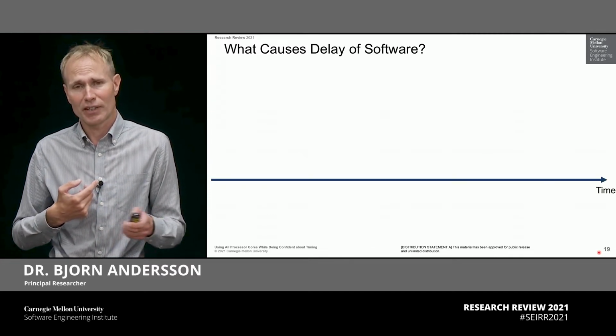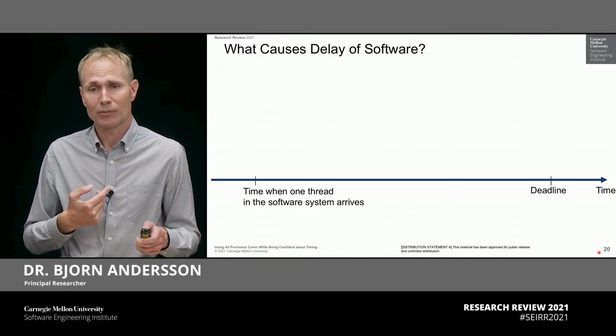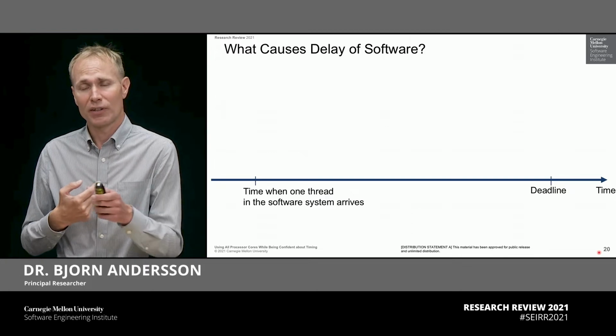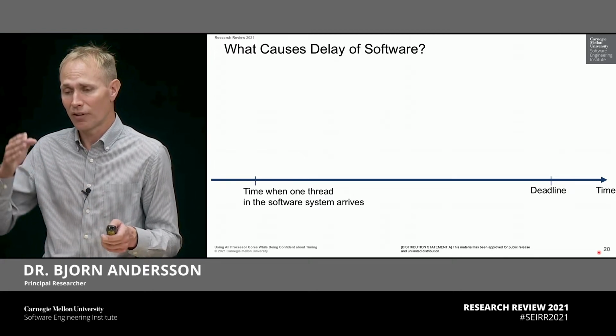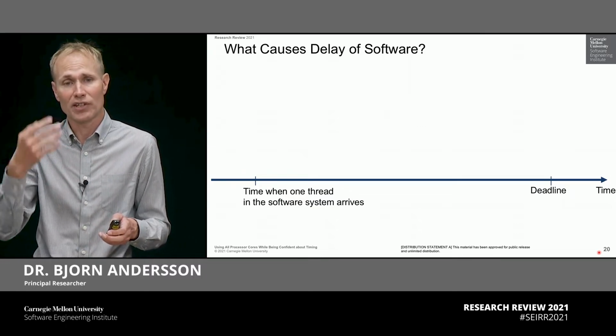So, some scenarios with simple ones. Here we see progression of time going from left to the right. And we see one scenario when we have a single thread arriving and we have the deadline. In practice, this thread will arrive again and again and again, and in practice, we'll have many threads. So I'm just showing here a single thread and a single arrival.